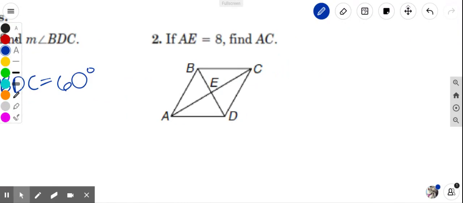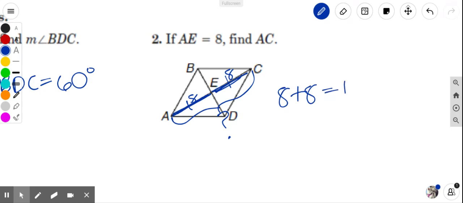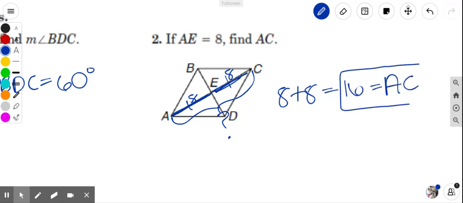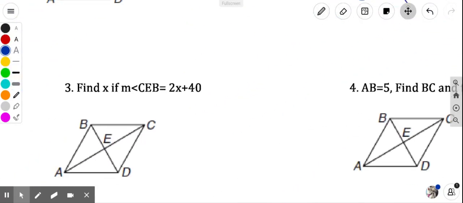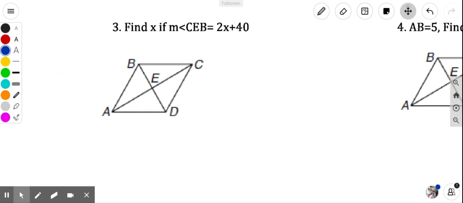Here's number 2. Number 2 said if AE is 8, so this right here is 8, find AC. AC is the whole thing. In a rhombus, the diagonals bisect each other. So if this is 8, this is 8. So the whole thing would be 16. So 8 plus 8 equals 16, and that's AC. Okay, so that's our second example. We have a few more.